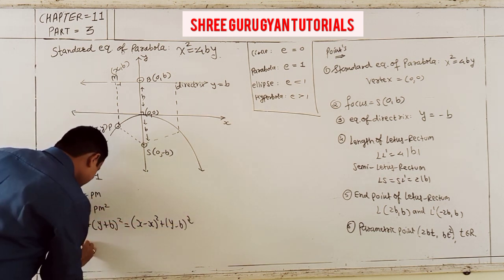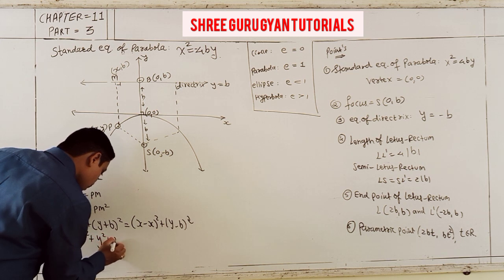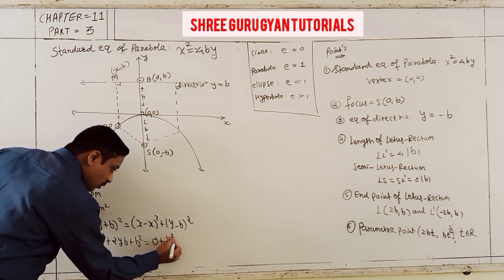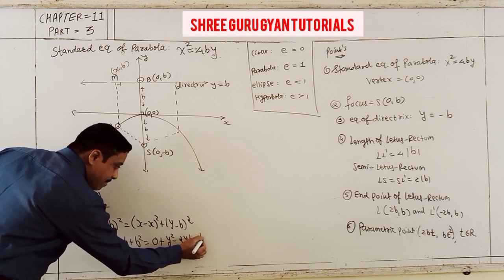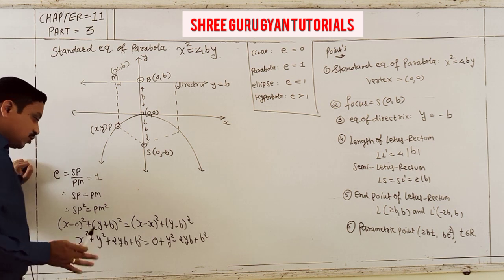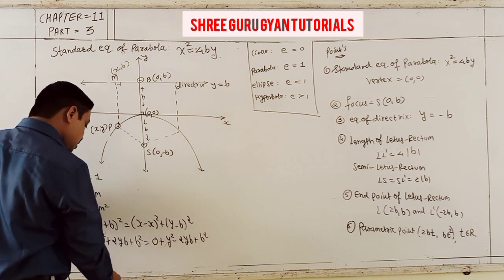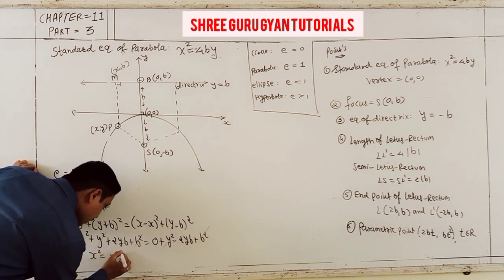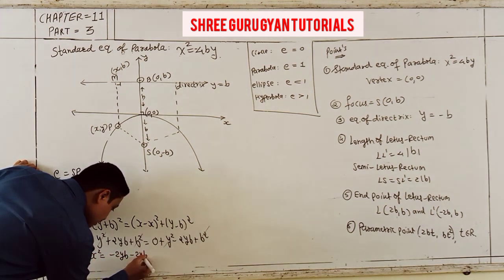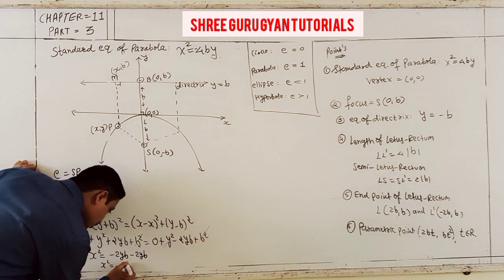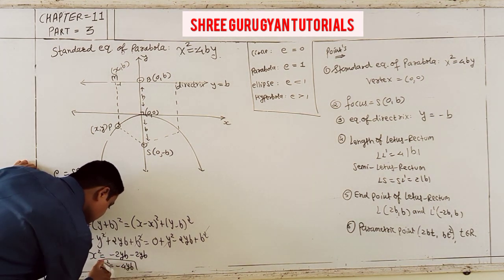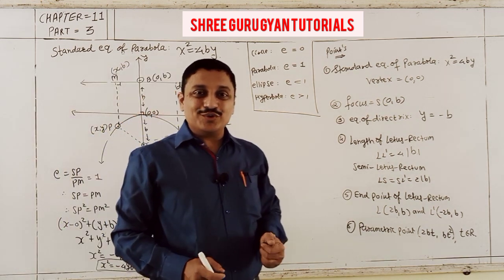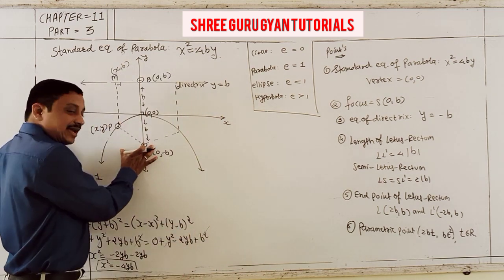Expand it: x square plus y square plus 2yb plus b square, here 0 plus y square plus 2yb plus b square, and you will check your values. y square gone, b square gone. Only I have x square is equal to minus 2yb minus 2yb, it will become minus 4yb, and that's the equation of parabola, students. Fourth case is done. Now go to length of latus rectum and endpoint of latus rectum.